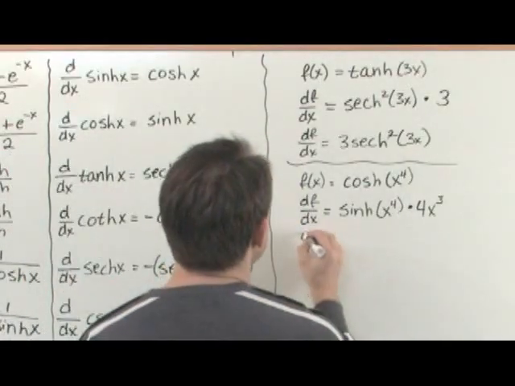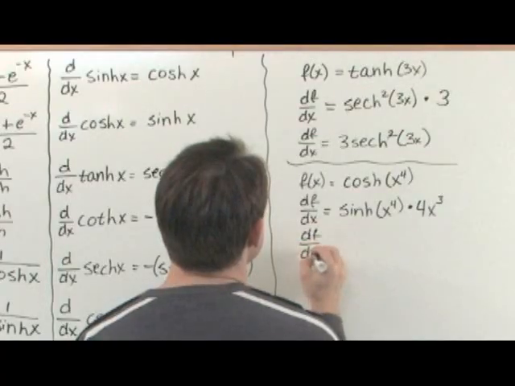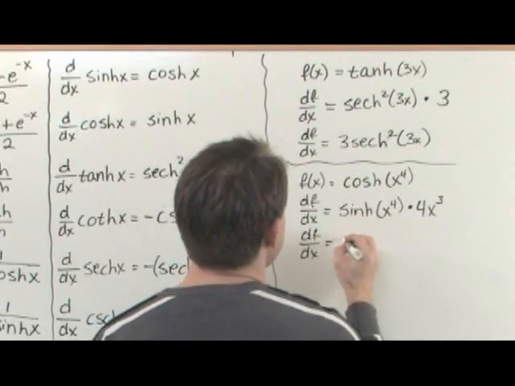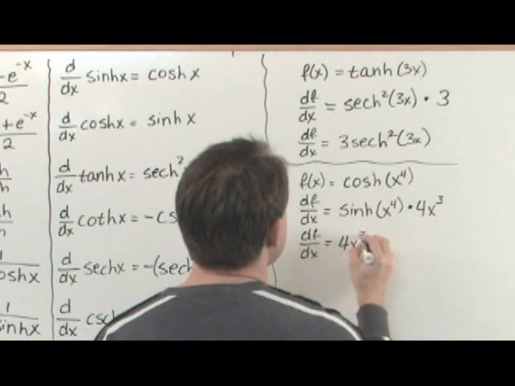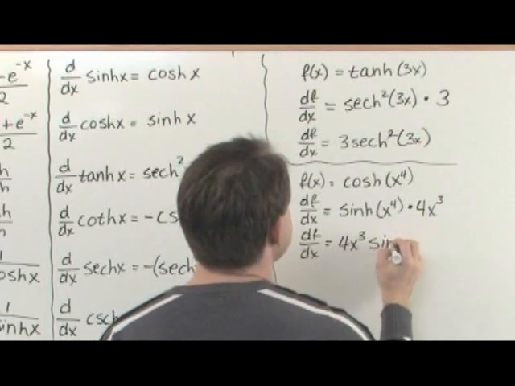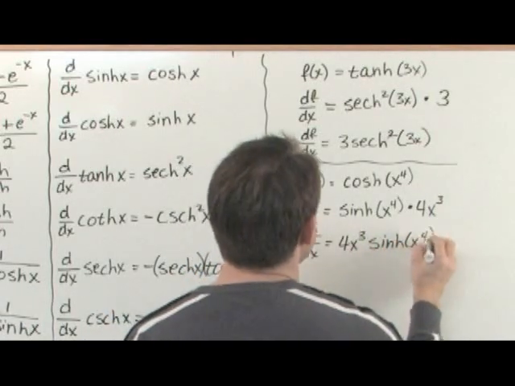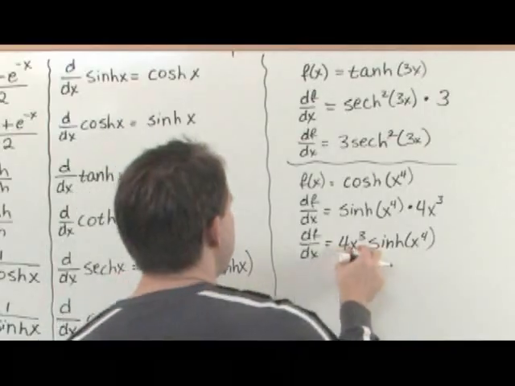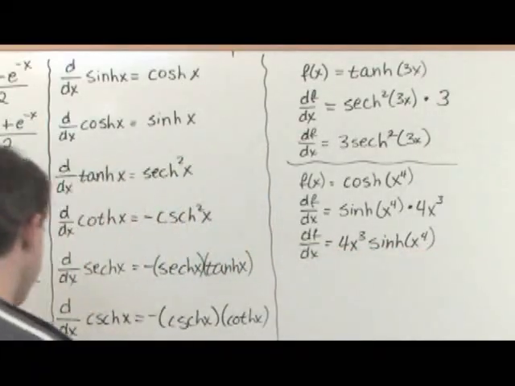Okay, so then to finally write this answer, df/dx, you just move it to the front for completeness, because you like to write your exponentials out in the front. So this is how you would write it on your test: 4x to the 3rd power times hyperbolic sine of x to the 4th.